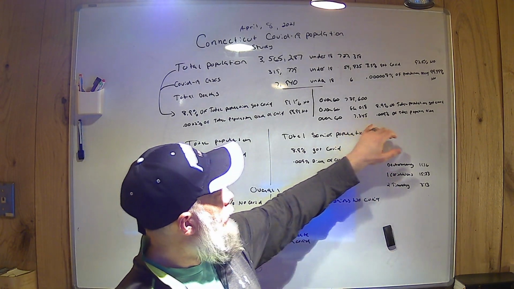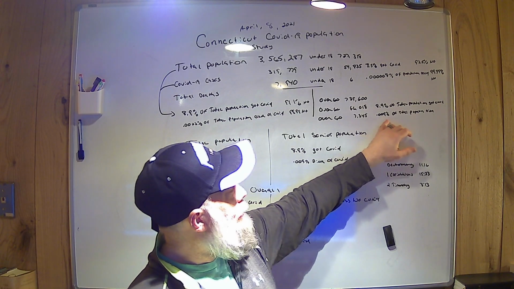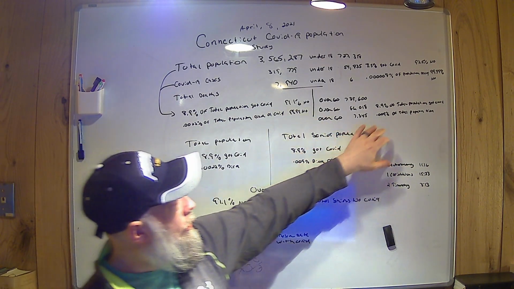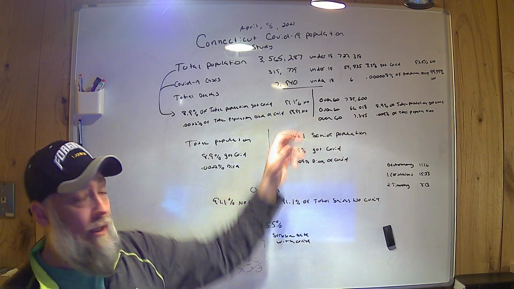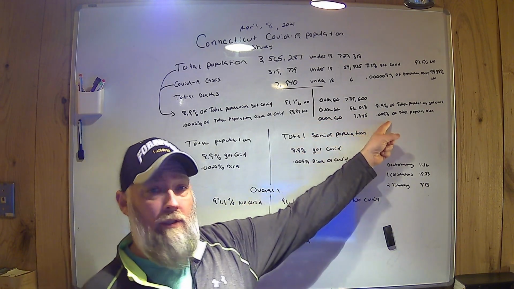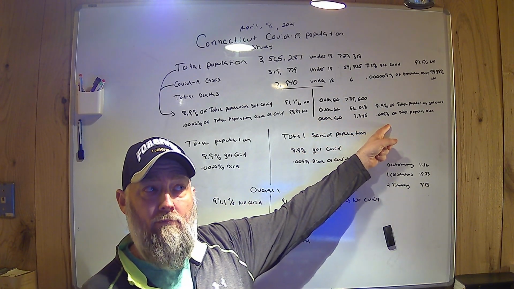Now we look at the deaths. 0.009% of the total population died. So that means less than 1% of the total population of senior citizens died of COVID-19.